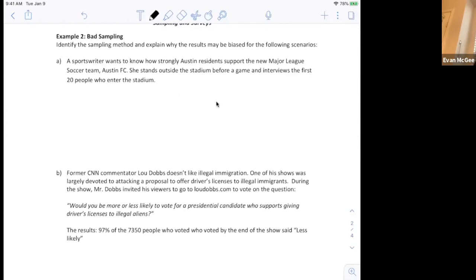So here, the population is all Austin residents, and this sampling method is going to consistently miss the mark. It's biased. If she stands outside the stadium before a game, she's always going to overestimate the true proportion of people who support the team, because there may be people who moved into town who do not support the team or who are not in favor of building the stadium, and so it's going to overestimate the proportion.